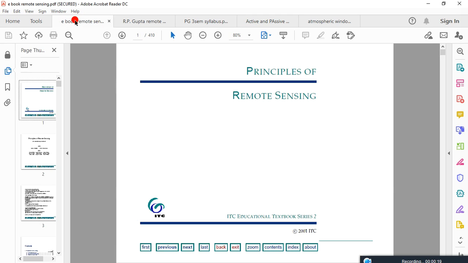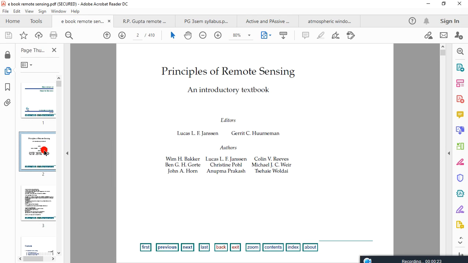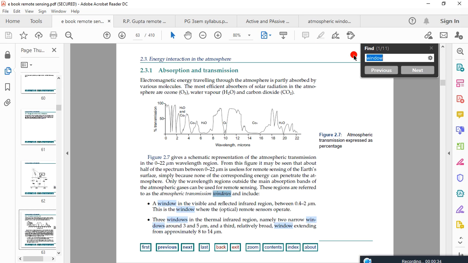I have provided you with the ebook on principles of remote sensing. There are various authors who have compiled this book. So if you go to page number 63 of this book, here, you will find absorption and transmission.